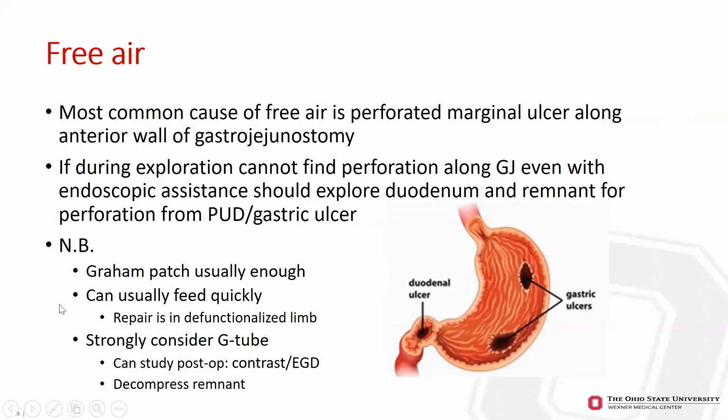The nice part is because it's in a defunctionalized limb or defunctionalized remnant, you can feed these patients pretty quickly after this operation. You don't have to wait for it to heal. And I feel really strongly about placing a G-tube in these patients, mostly because it decompresses the remnant above the ulcer, especially if it's in the pylorus. For gastric ulcers, if you need to biopsy them and haven't done it, this gives you access to it later. You can definitely study the repairs with contrast before you pull the tube. I highly recommend placing gastrostomy tubes in the remnant after gastric bypass if you have a perforation in any of these areas as well.